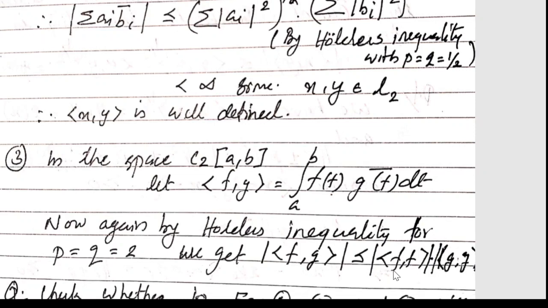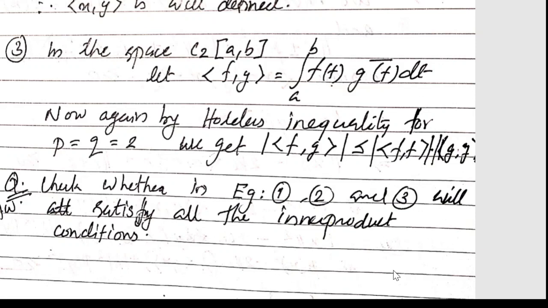And I am leaving this for you to check whether this will satisfy all the conditions of an inner product. First we want to check the positive non-negativeness condition. Next is the condition of linearity in the first argument, and the second one is conjugate symmetry. These three conditions you want to check for examples 1, 2 and 3.